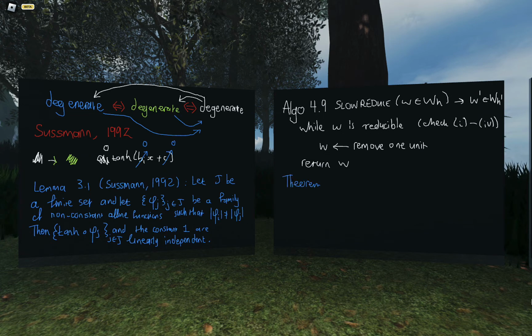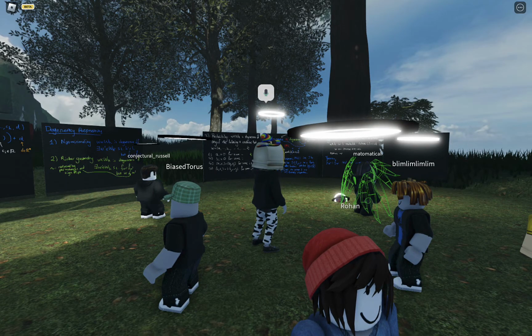Theorem. The W prime is functionally equivalent to W, and W prime is minimal, which means there's no smaller parameter that implements the same function. Yeah, any questions about this? Okay.